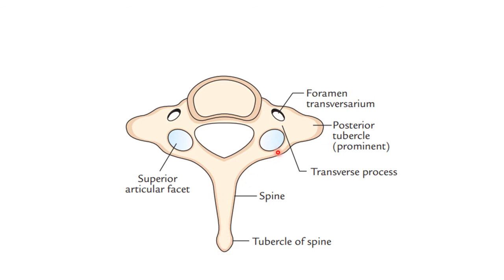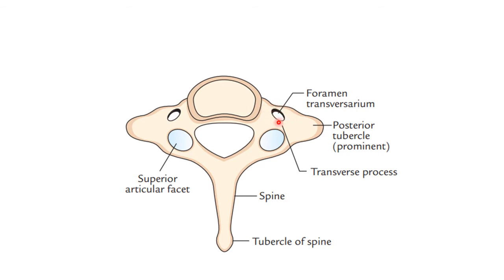The transverse processes are comparatively long and large. They have a prominent posterior tubercle, but they lack the anterior tubercles. The foramen transversarium is relatively small and does not transmit the vertebral artery. It transmits only the accessory vertebral vein.